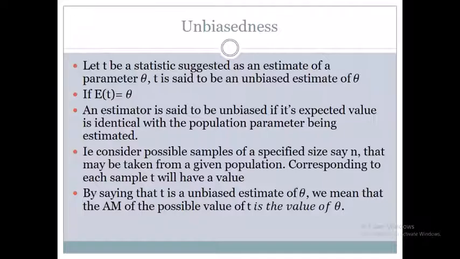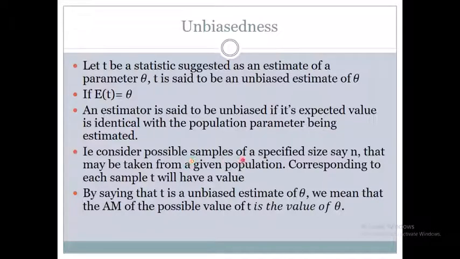Let T be a statistic suggested as an estimate of the parameter theta. Then T is said to be an unbiased estimate of theta if the expectation of T is equal to the parameter theta. An estimator is said to be unbiased if its expected value is identical with the population parameter which is being estimated.